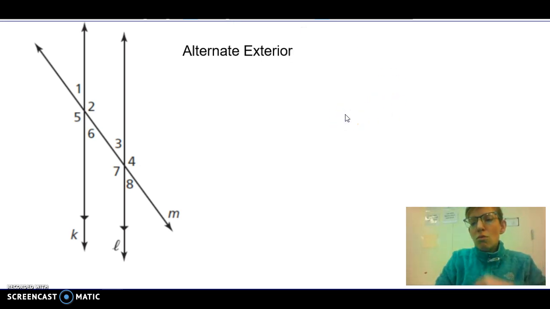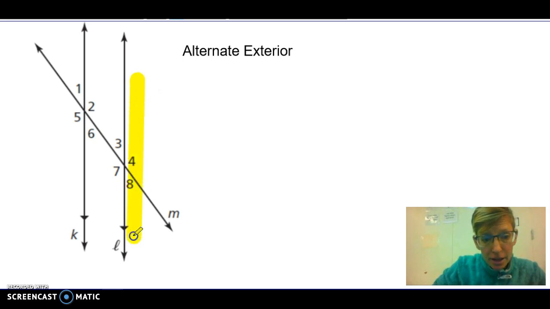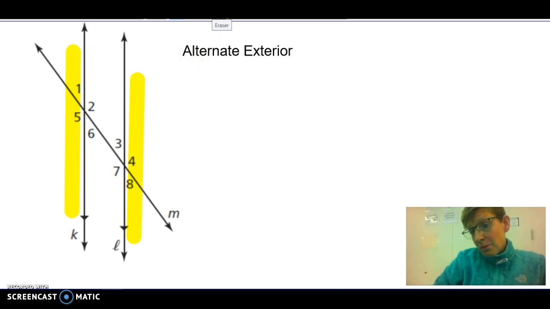We just talked about alternate interior being angles inside the parallel lines but on different sides of the transversal. So alternate exterior is going to be the opposite of that. We are going to be looking at the space outside, the exterior, of the parallel lines, like here and here. But alternate still means the same thing: different sides of the transversal.